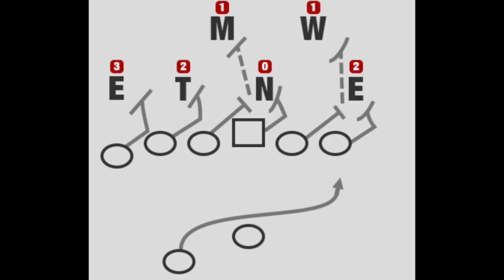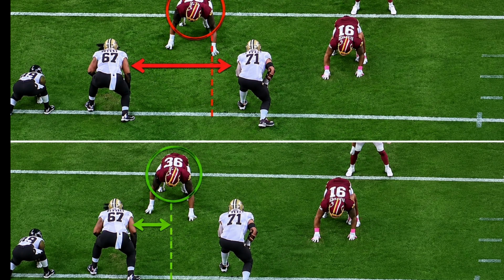Like, is it outside zone, inside zone, seven-step drop? They're all different. The alignment of the defenders. Is he wide? Is he tight? Is he off the ball? Is he crowding the line of scrimmage?